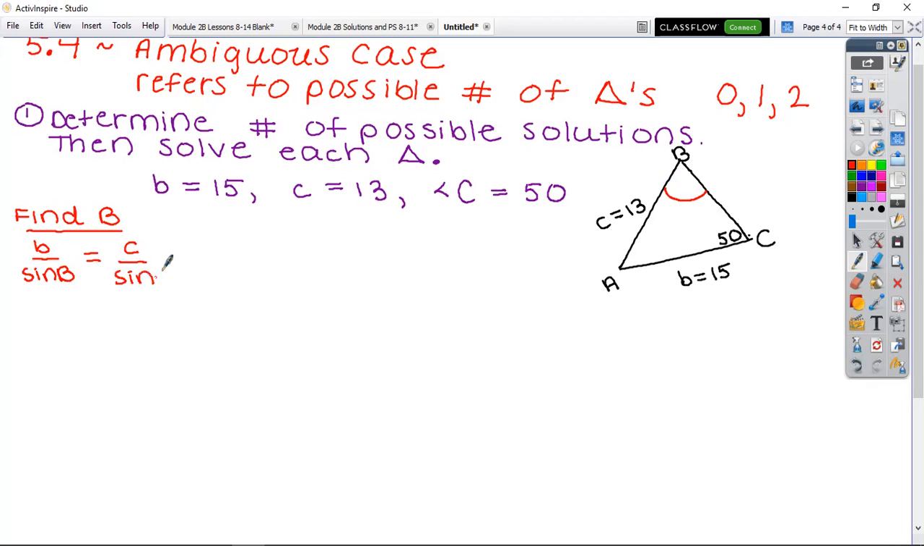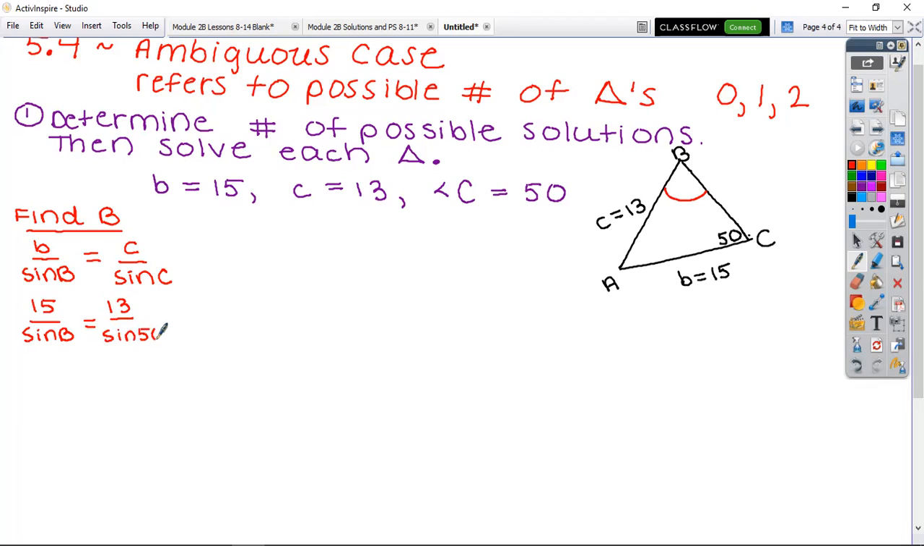When you set up this formula, you should know 3 out of 4 of these items. Otherwise, you get stuck. Little b, what do I plug in for little b? 15. Good. Do we know sine of B? No. Over the sine of B. And that is equal to little c. We must know that from somewhere. 13. And this is divided by sine of 50.